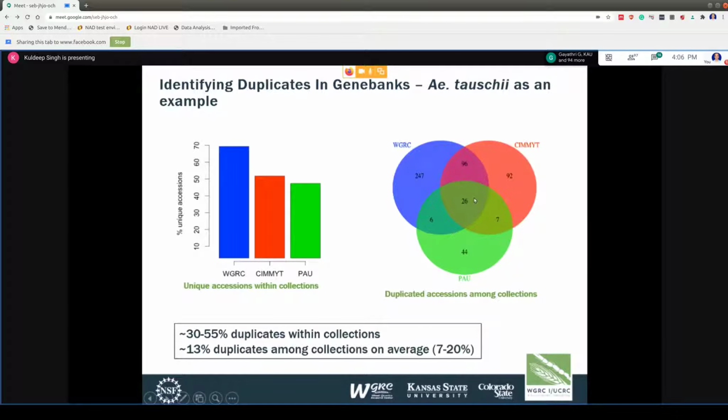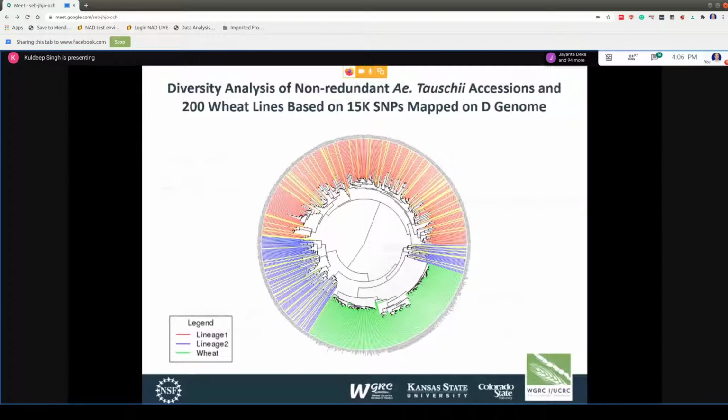So we are actually working with something which is an overlap. See here, US accessions, they have 30% duplicates. CIMMYT gene bank has almost 50% duplicates, and PAU germplasm is almost 55% duplicates. So this was not possible using only the morphological traits. Using high throughput genomics it is possible to do this one and map the genes.